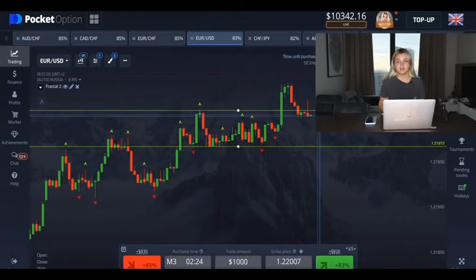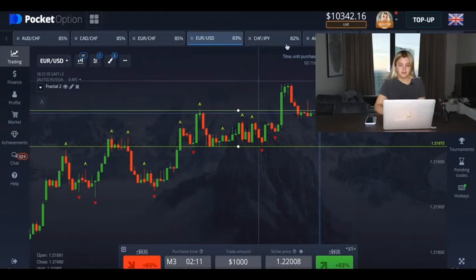Okay, and let's get started. I see all these resistance and support lines without lines, and you can draw them for your practice, and then you also can see them without these lines. Okay, and let's try to make some money.